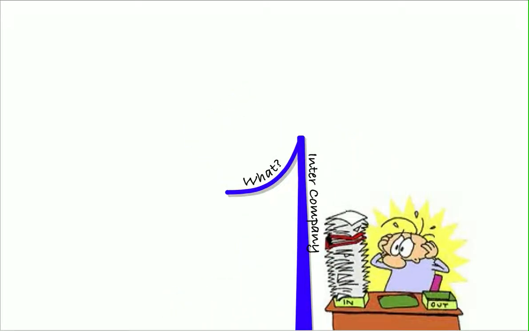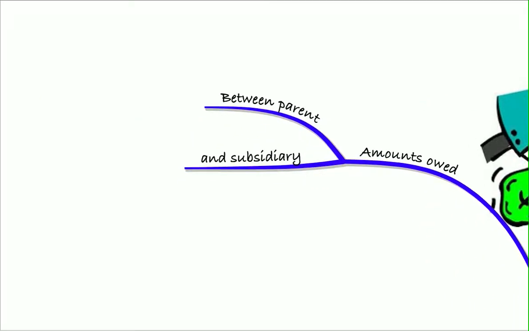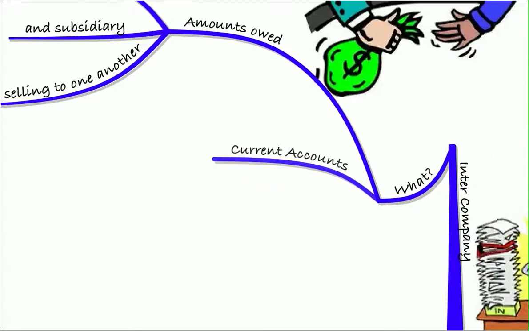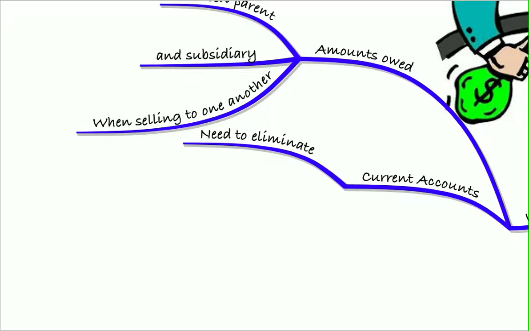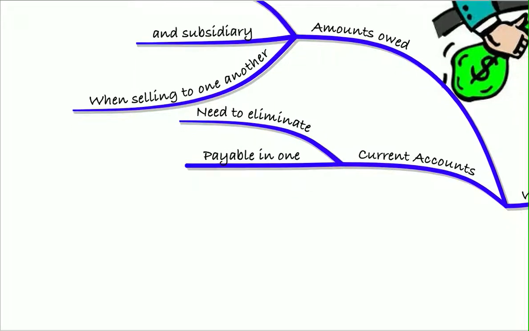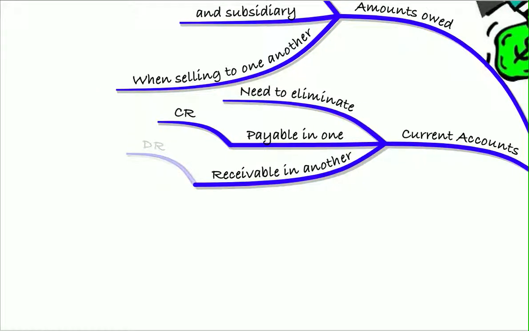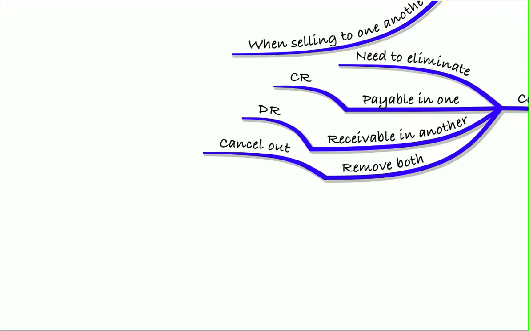So what are we talking about? Well, it's amounts that are owed between the parent and the subsidiary because they sell to one another. So the parent might sell to the subsidiary, or the subsidiary might sell to the parent. Either way, we need to remove the amounts owed. So when it comes to current accounts, the amounts that are owed between the two, we need to eliminate them. We may have a payable in one, which would be a credit balance, and a receivable in another, which would be a debit balance. We need to remove both. They should cancel out, so there shouldn't be too much of a problem in that.